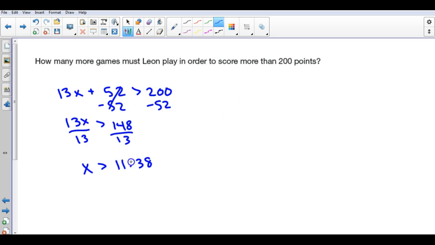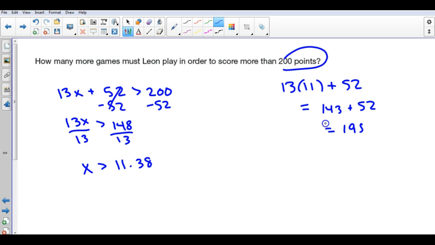So if he plays 11 games, notice, if I round down, you might want to round down because of the 0.38, but think about this. If he plays 11 games, that means I would be doing 13 times 11 plus 52. So I'm going to go to my calculator for this. 13 times 11 means that he would be earning an additional 143 points plus 52, and that means he would earn 195. So I have to ask the question, how many points was he trying to get to? And hopefully you're thinking 200. He wants to score more than 200 points though. So if he plays 11 games, he's not going to quite reach that.